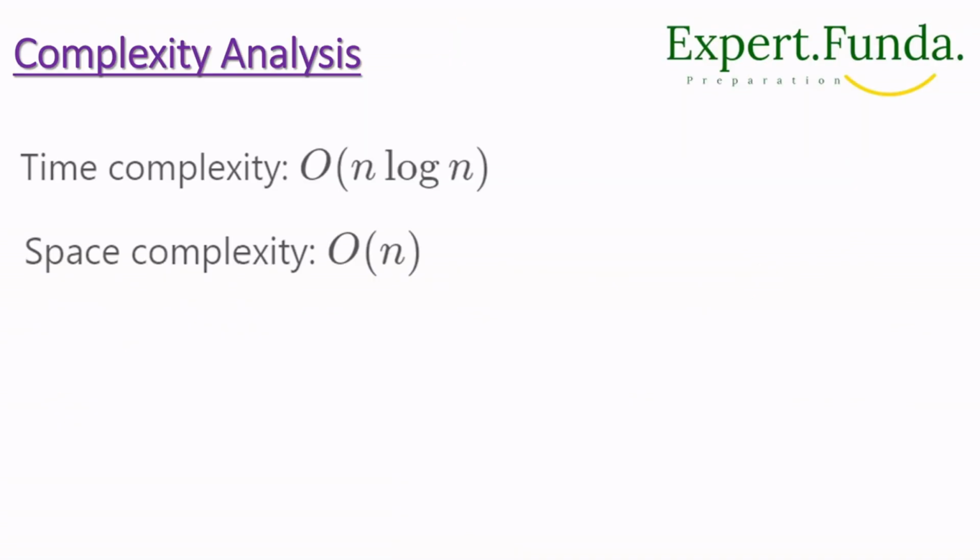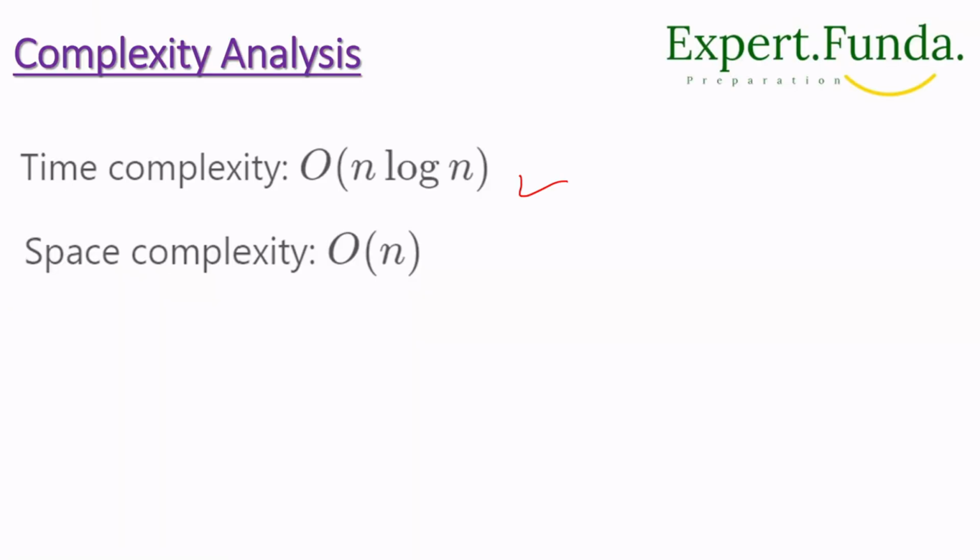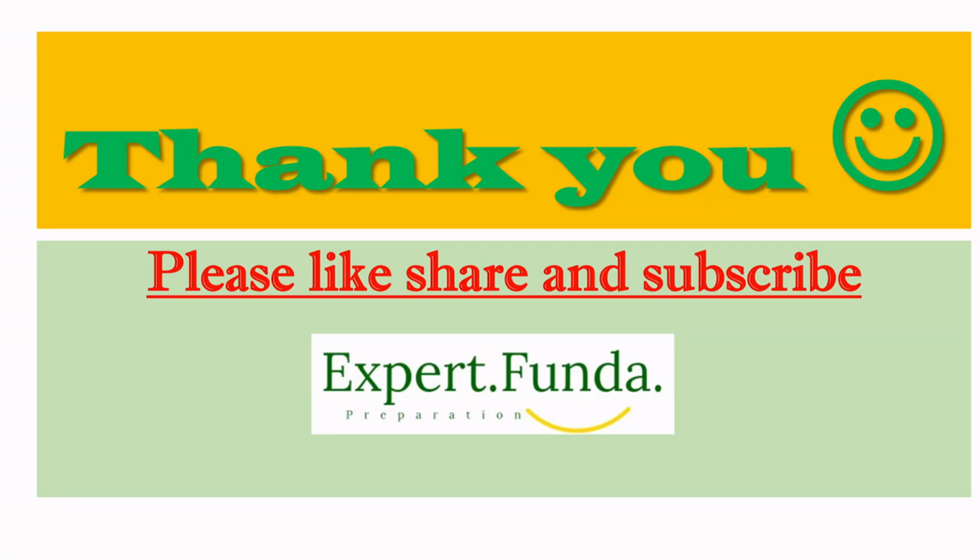If we talk about the complexities, we already know that it takes n log n as the time complexity. For the space complexity, we are taking extra space to store the temp array data, and that's why the space complexity is O(n).